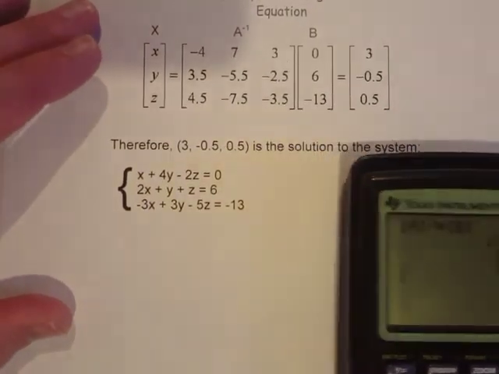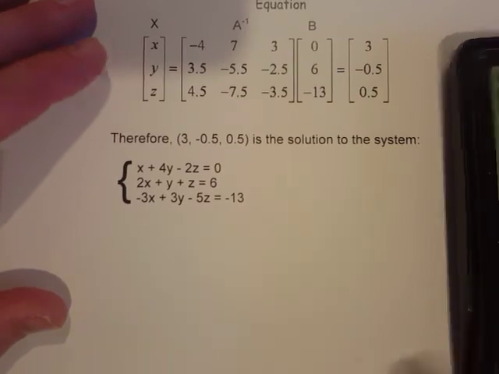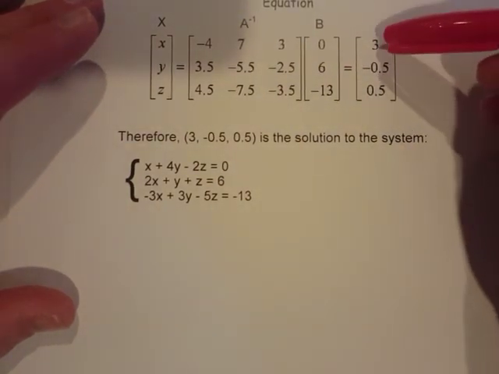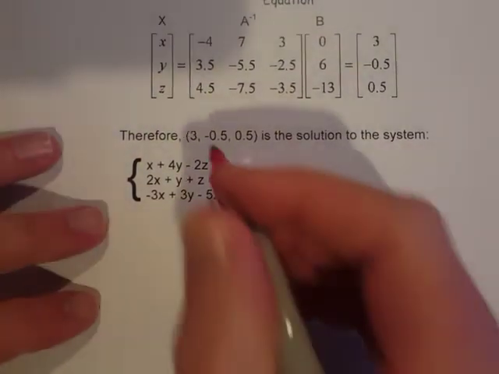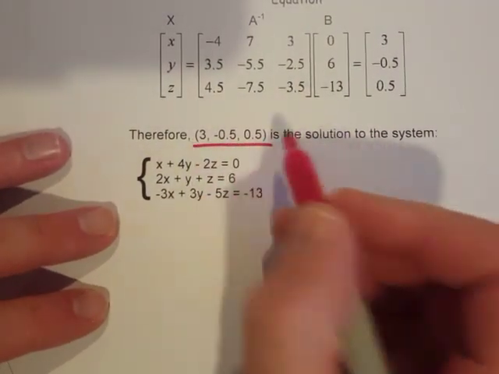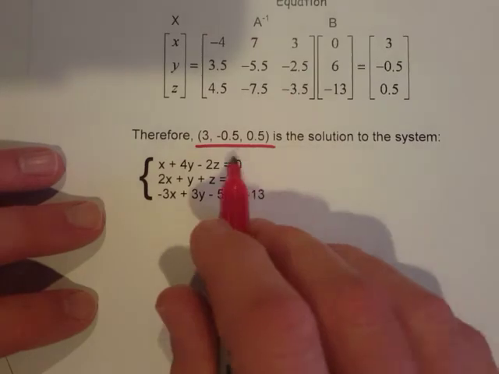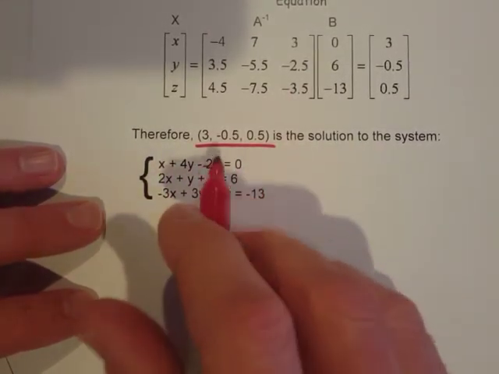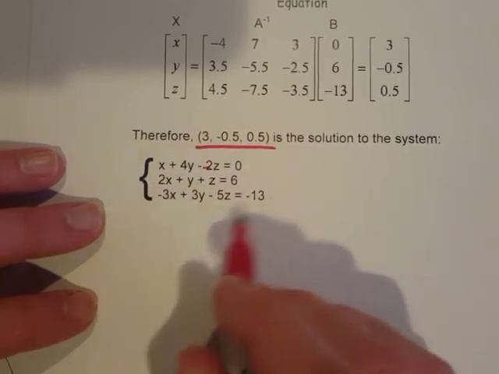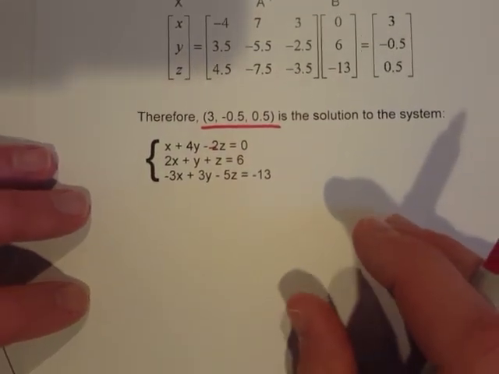And what you'll notice about this then is that these represent X, Y, and Z. So I'm putting my ordered triple right here. 3, negative 0.5, and 0.5 is the solution to this system, and you can check that very easily just by plugging them in. I'll let you do that if you like.